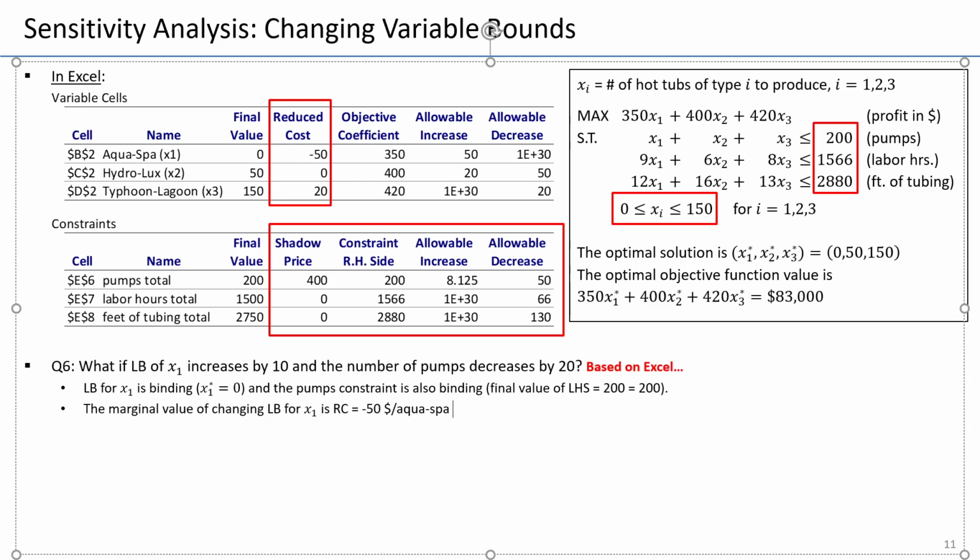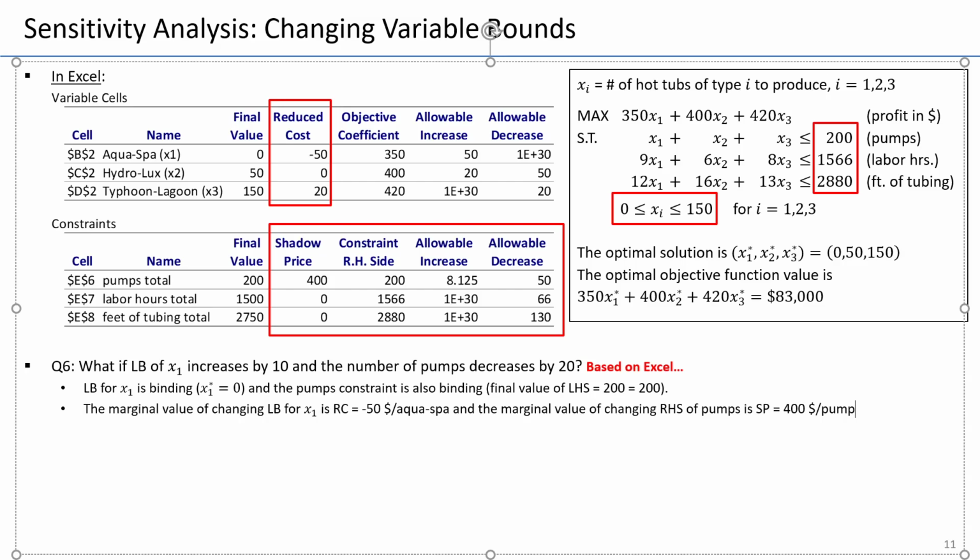And the marginal value of changing the right-hand side that we're talking about, the right-hand side of the first constraint, the 200, the right-hand side of the pumps constraint, let's keep it short, is the shadow price, which is here in the second table, the first line, 400. And again I will put dollars per pump.